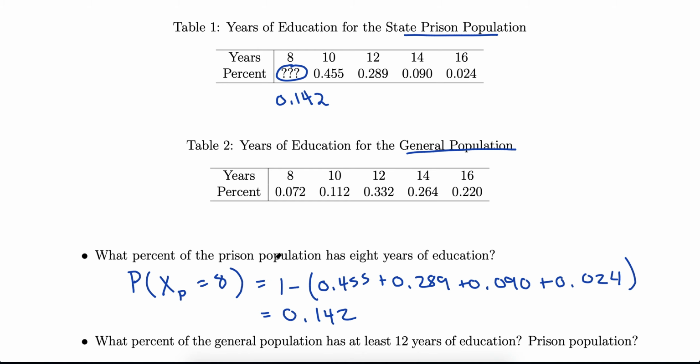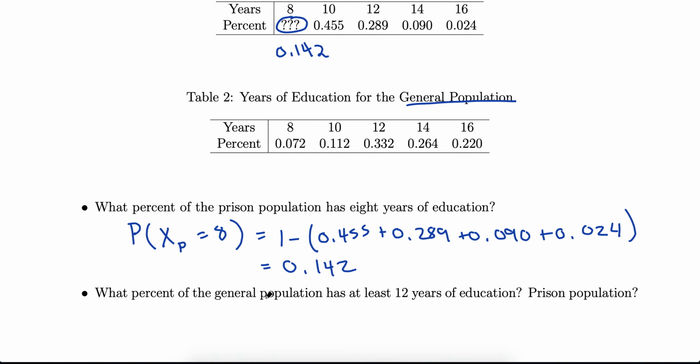Alrighty, let's check out some of the other questions. So next one, what percent of the general population has at least 12 years of education? Same question for the prison population. So I'll again use those subscripts to help us here. When it says at least, make sure you know at least means at minimum 12 or more than 12. So the years of education for prison is greater than or equal to 12. And then it also wants us to answer the same question for the general population. And then we might get a feeling for the discrepancy in these two groups.